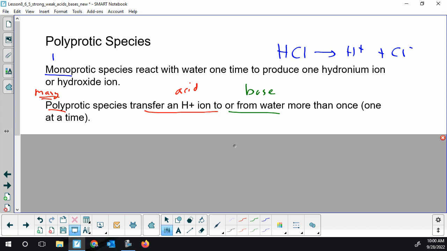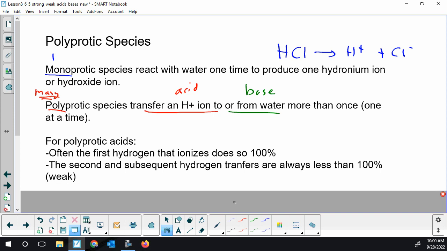Now, these transfers happen one at a time. So if something is diprotic, we're going to write 2 equations to understand it. Or triprotic, we'll write 3 different equations showing each transfer. For polyprotic acids, we're losing more than one H.